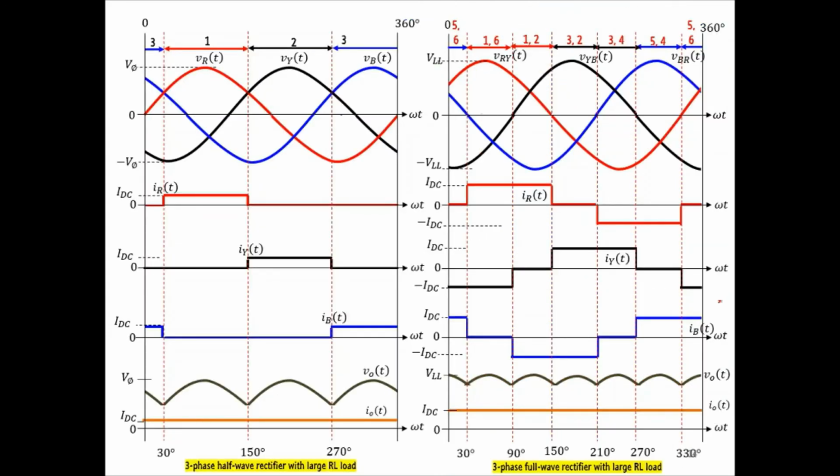Lastly, we will discuss the effects of large inductive loads and source inductance on the voltage and current waveforms of the three-phase controlled rectifiers. This graph shows voltage and current waveforms of three-phase uncontrolled half-wave and full-wave rectifiers with large inductive load. Due to the highly inductive load, we can see the rectifiers are supplying a constant and ripple-free output current.